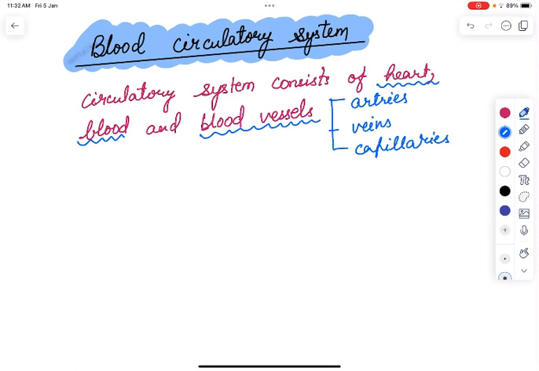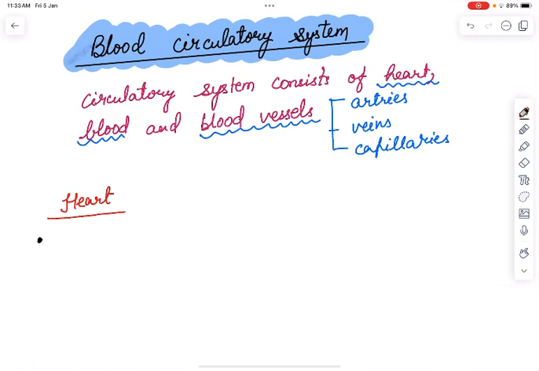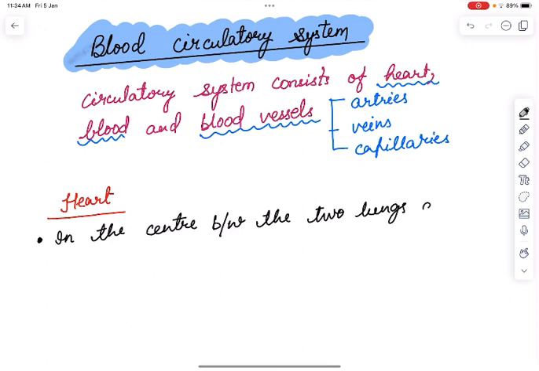Now next we will see the location of the heart. This heart is located right in the center between the two lungs and above the diaphragm, but tilted a little towards the left side.